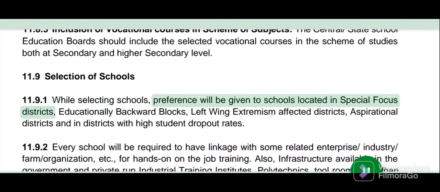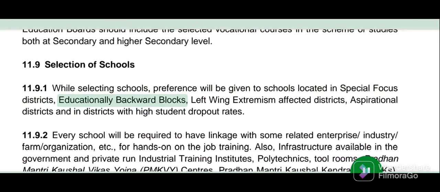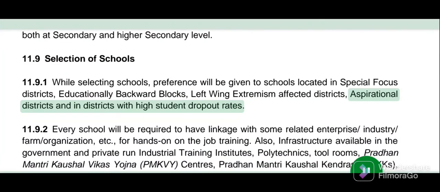11.9 Selection of schools. 11.9.1 While selecting schools, preference will be given to schools located in special focus districts, educationally backward blocks, left-wing extremism affected districts, aspirational districts and in districts with high student dropout rates.